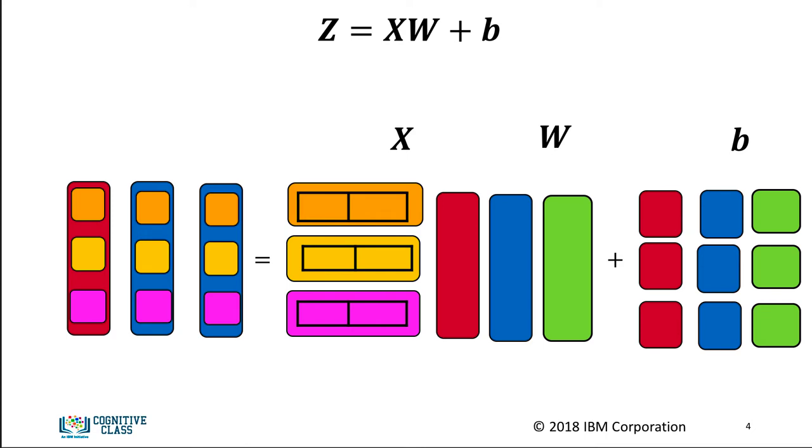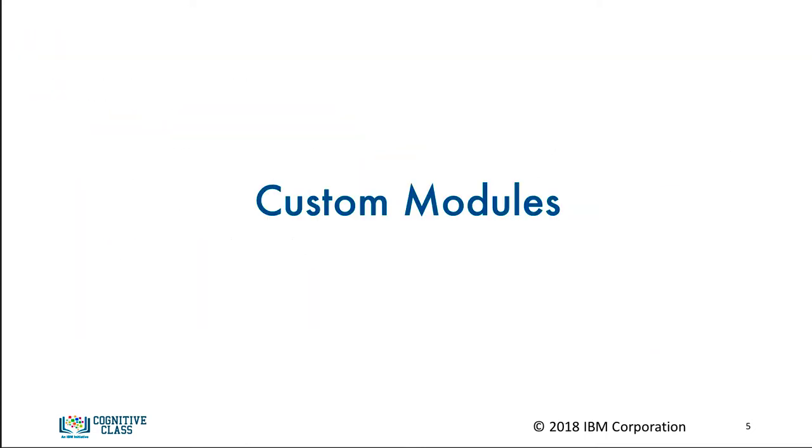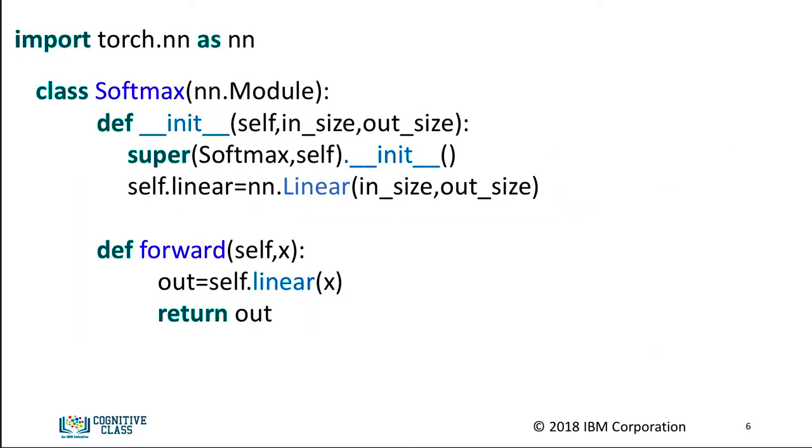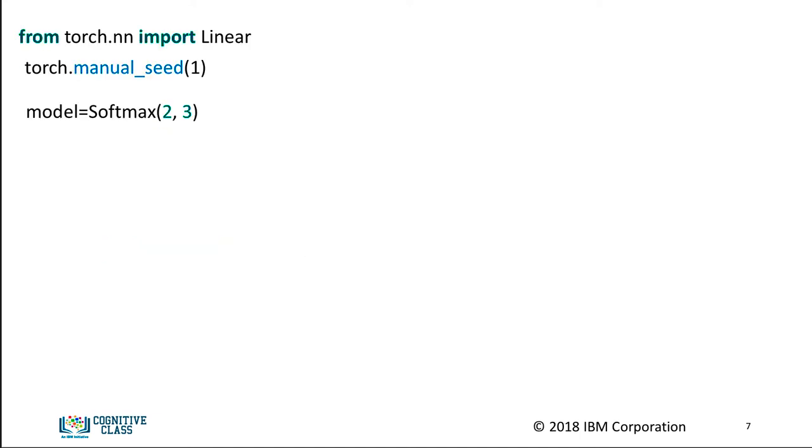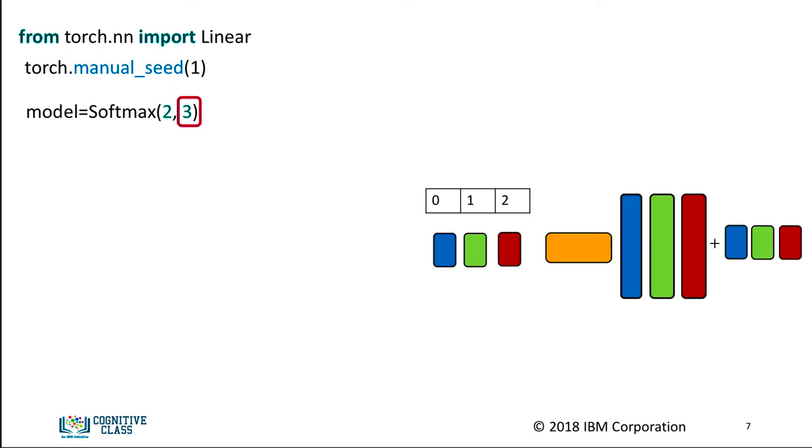And the same thing will apply to multiple samples. Now let's talk about custom modules. So we have our softmax class or custom module, and when we create the object, we'll vary the parameter outSize. This will correspond to the number of classes. So we use our softmax constructor, and we have 2 inputs and 3 outputs corresponding to 3 classes.